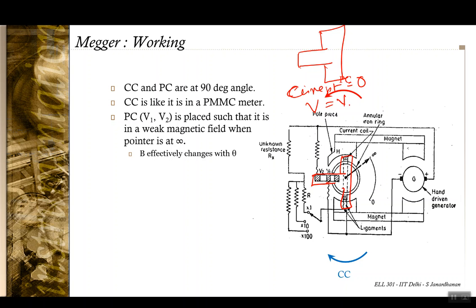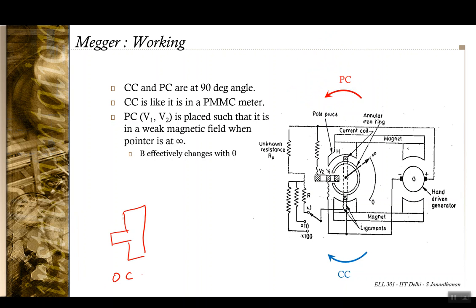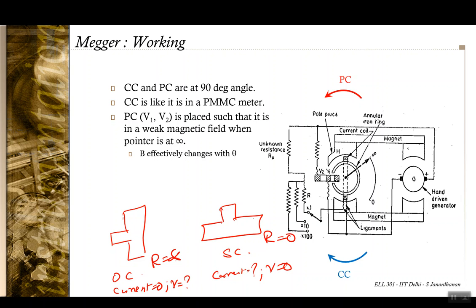If the voltage coil is... so this is an open circuit, so let me again draw this properly. This is an open circuit configuration, where current is zero and voltage is something, and this is a short circuit configuration, where some current is flowing and the voltage of the voltage coil is zero. Now when this is happening, it should indicate R is zero here and R is infinity here. And these coils are configured so that the appropriate indication is happening in these situations.